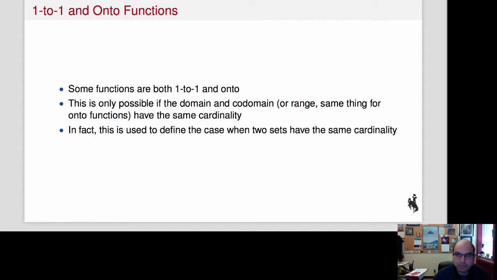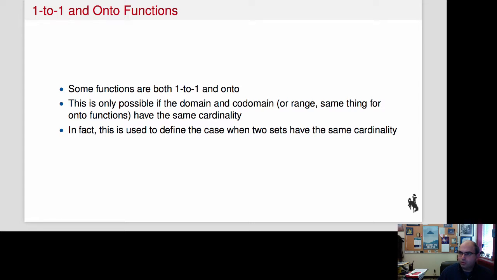So some functions are actually both one-to-one and onto, okay? That can only happen if the domain and the codomain, which by the way is the same as the range because it's an onto function, have the exact same cardinality. That's the only way that you can have one-to-one and onto. And that's one of the ways that we defined when two sets have the same cardinality.